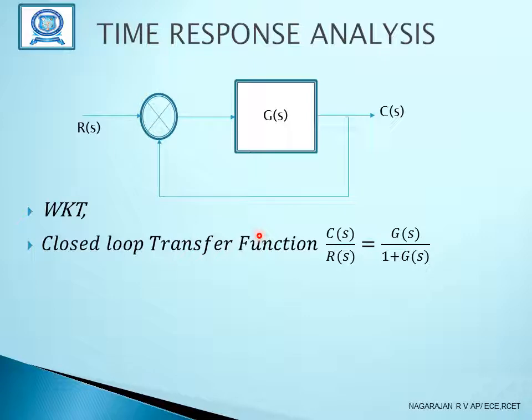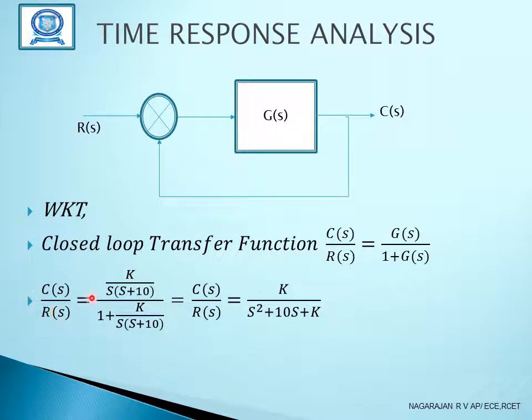In this problem, they are given a G of s value. G of s is K divided by s into s plus 10, and we substitute the G of s value in this equation. So we get C of s divided by R of s is equal to, we want to replace G of s in here with K divided by s into s plus 10. Substitute the G of s value.